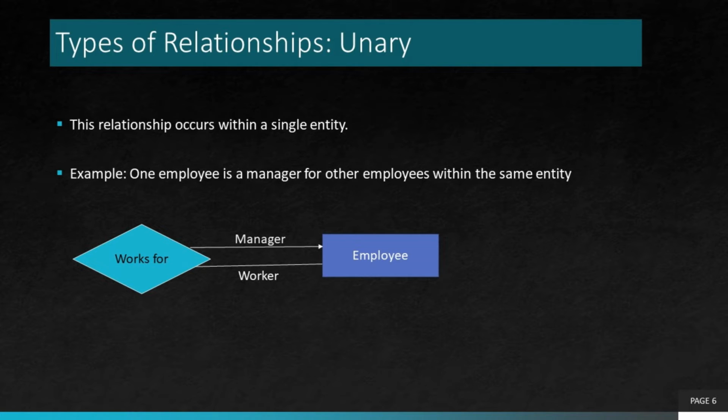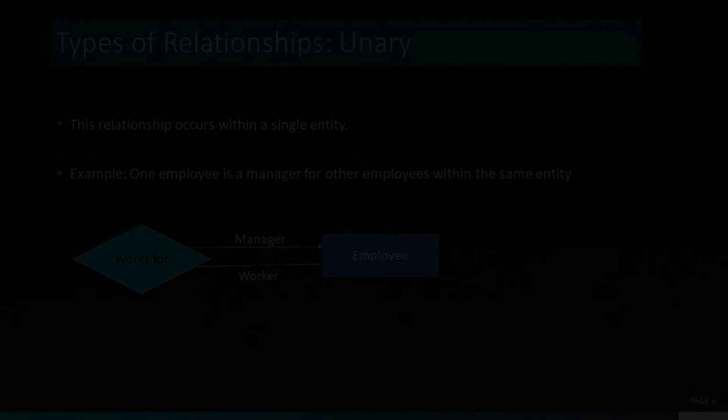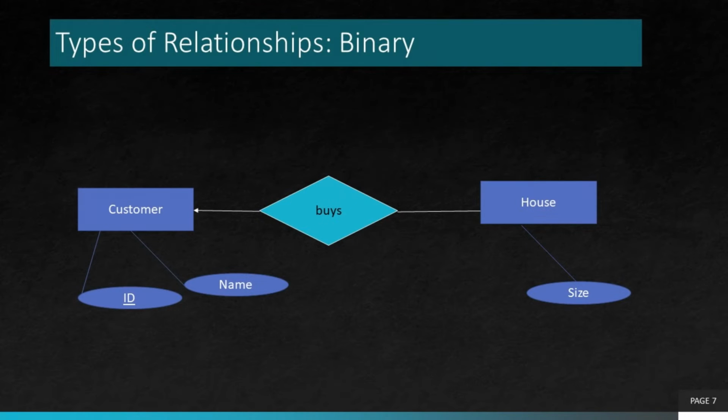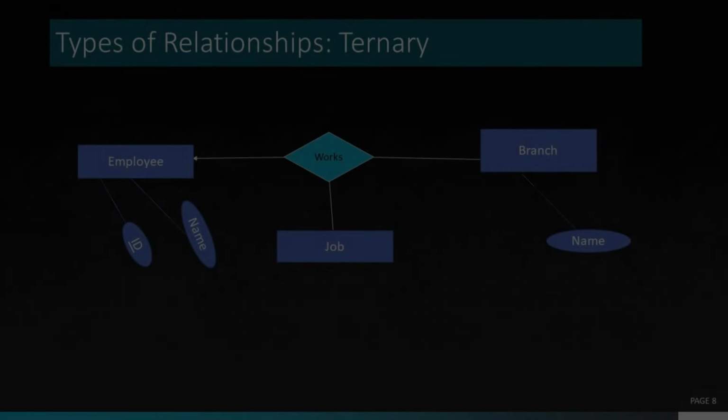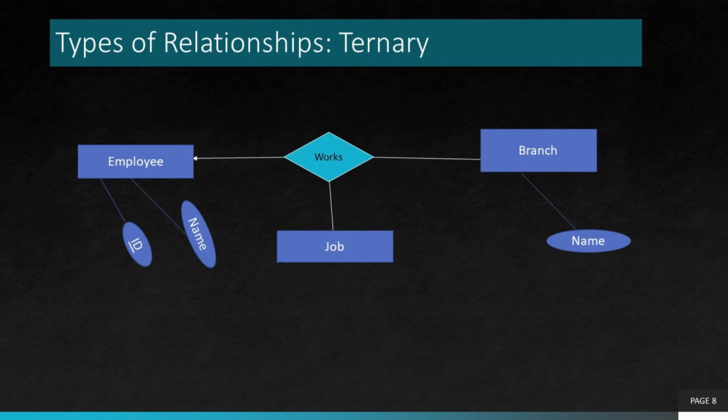So the unary relationship means that there is only one entity in the relationship. It simply relates to itself. Another type of relationship is a binary relationship where you have two entities participating in one relationship. Then you have a ternary where you have three entities participating in one relationship. So in this example, you have works. You have the employee, works in a branch, and works on job. In the next section, we'll be taking a look at aggregates.